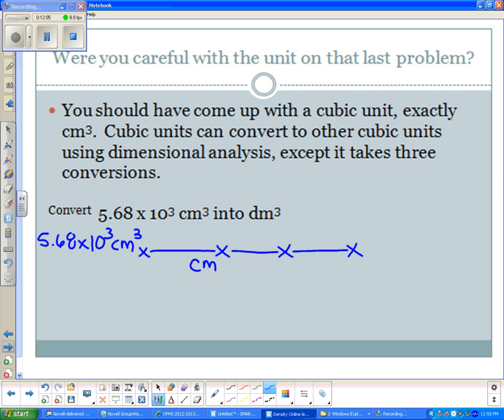Centimeters on the bottom to cancel, meters on top. Notice I didn't put a cube on either one of these. That's because I have to convert for both the length, and then I have to convert for the width, and then I have to convert for the height. I have 3 conversions that I have to do there. But in each place, it's going to be the same information. 1 meter equals 1 times 10 to the second centimeters.